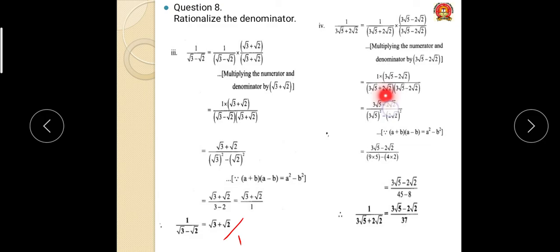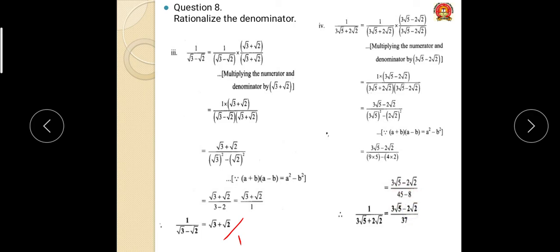Now see, a plus b: a is 3 root 5, the first term, and the second term b is 2 root 2. So (a plus b)(a minus b), the same identity we are going to use here. The numerator is 3 root 5 minus 2 root 2, and the denominator is 3 root 5 whole square minus 2 root 2 whole square. 3 3s are 9, root 5 square is 5, 2 2s are 4, root 2 square is 2. After calculation, the numerator is as it is, 3 root 5 minus 2 root 2, and the denominator is 9 times 5, 45, minus 4 times 2, 8.